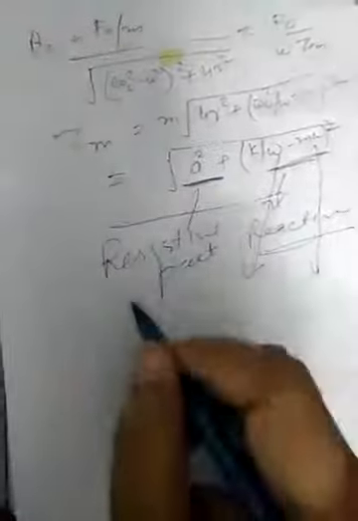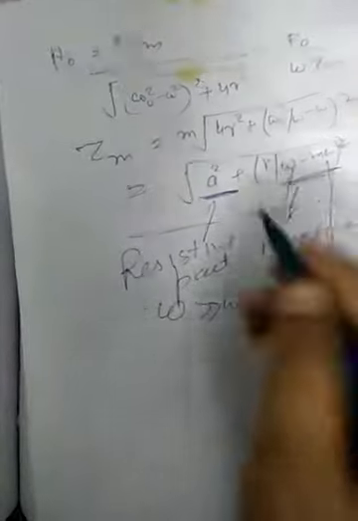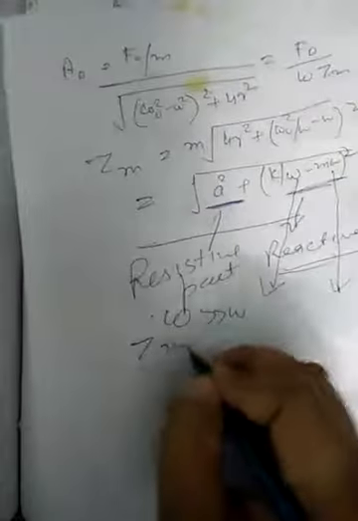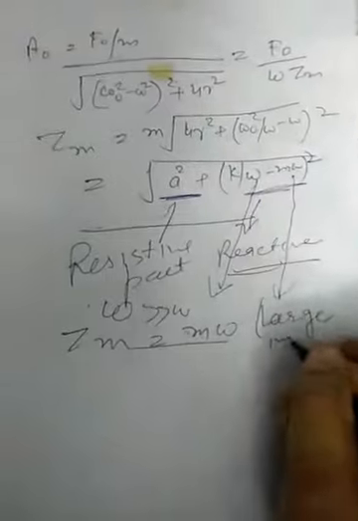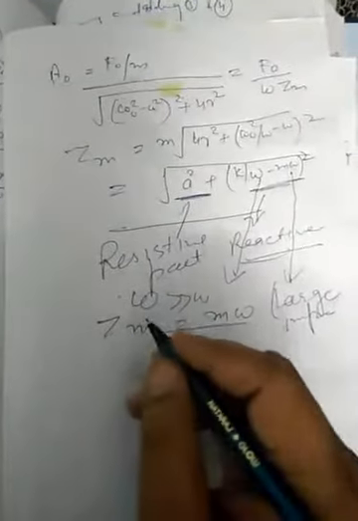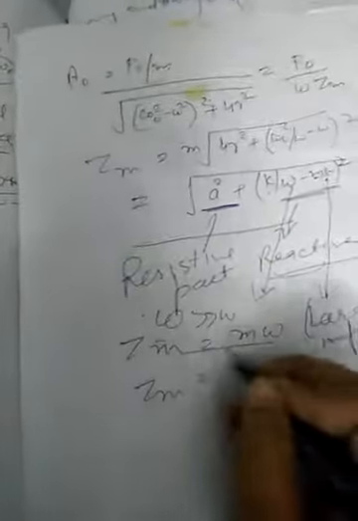When the frequency is very high, omega is very large, so 1 upon omega is very small, so this factor will be ignored. So Zm will be equal to m omega only. That is for large frequency, the mechanical impedance is equal to m omega. Now for low frequency, omega is very small, so this value is very large. This value will be ignored, so Zm is equal to k by omega.